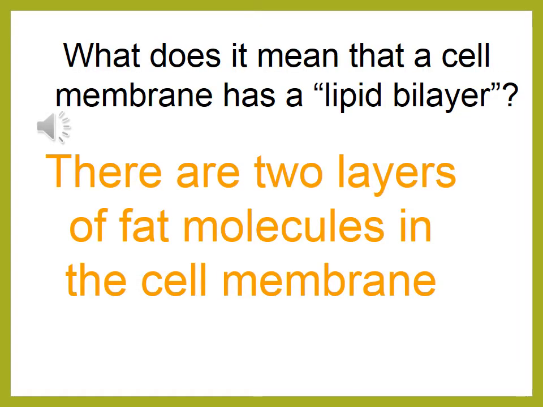So, what does it mean for a cell membrane to have a lipid bilayer? Lipid refers to fat. The prefix bi means two, and layer is a layer. So, literally, it means that there are two layers of fat molecules that make up the cell membrane, and that's what you need to write down and know about the cell membrane, along with many more things that are part of it.